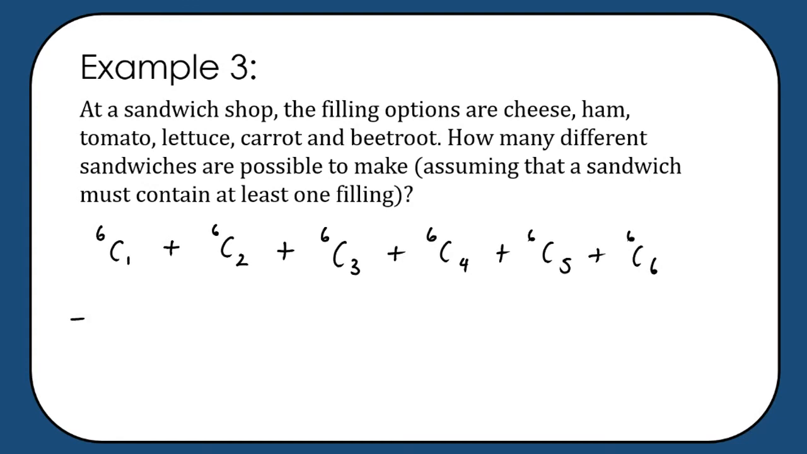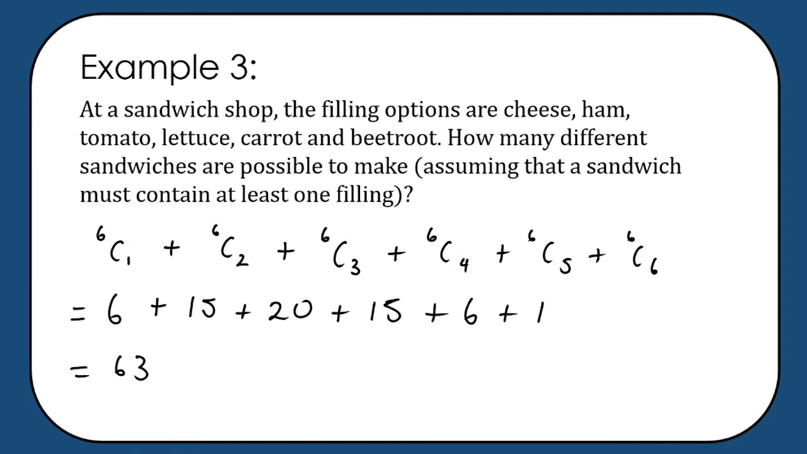Okay, so 6 choose 1 is 6, and that makes sense. If you think about how many different ways can I choose 1 filling from 6 fillings, well, there are 6 different choices that could be made. 6 choose 2 is 15. 6 choose 3 is 20. 6 choose 4 is also 15. 6 choose 5 is 6, and 6 choose 6 is 1. Again, that makes sense. How many ways can I choose 6 things from 6 things? There's only one way that I can do that. Okay, so adding these up, we've got 63 different sandwiches that could be made.